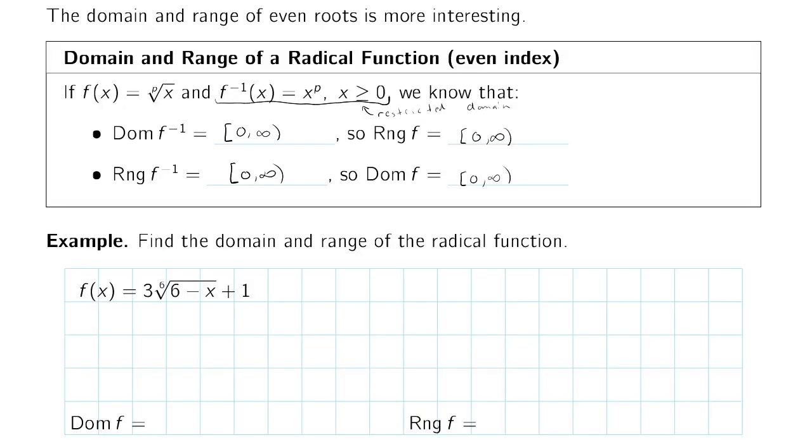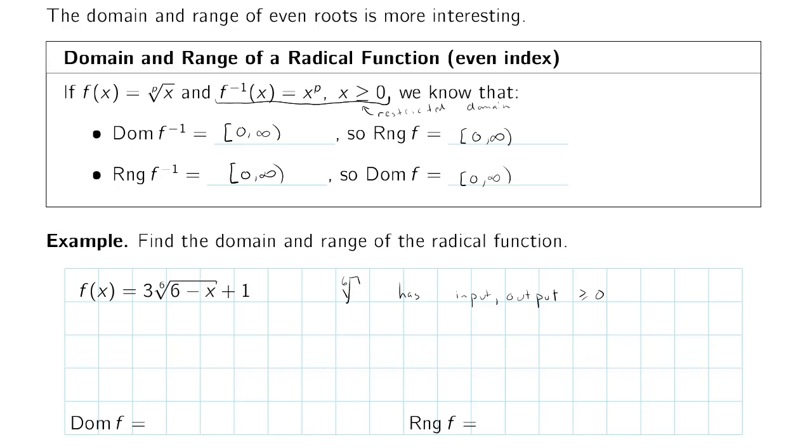How do we find the domain and range of any old radical function? Well, we use the domain and range of the base radical, and then we reason with inequalities. So here we have 3 times the 6th root of the quantity 6 minus x, plus 1. We know that the 6th root has input and output both greater than or equal to 0.